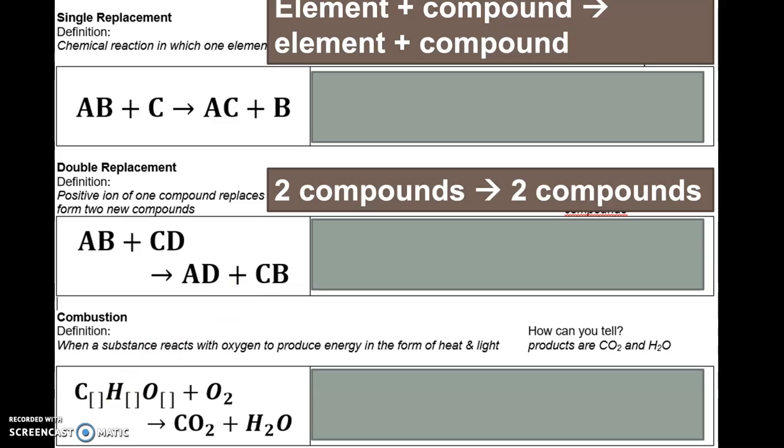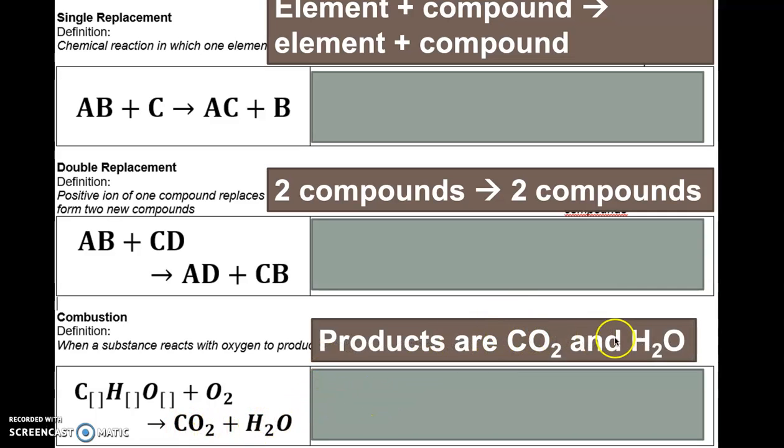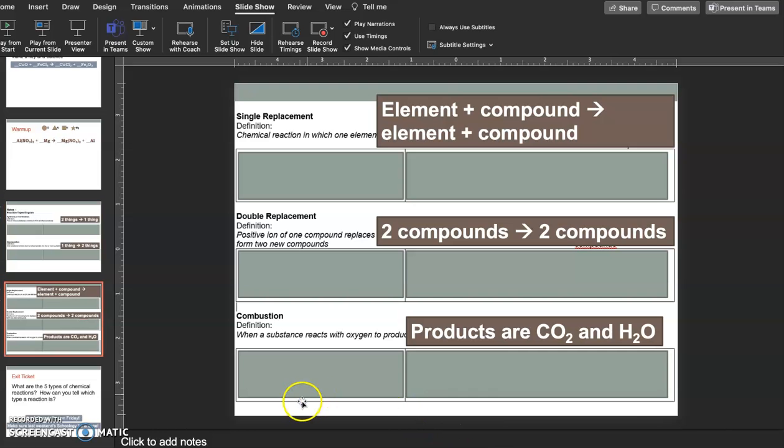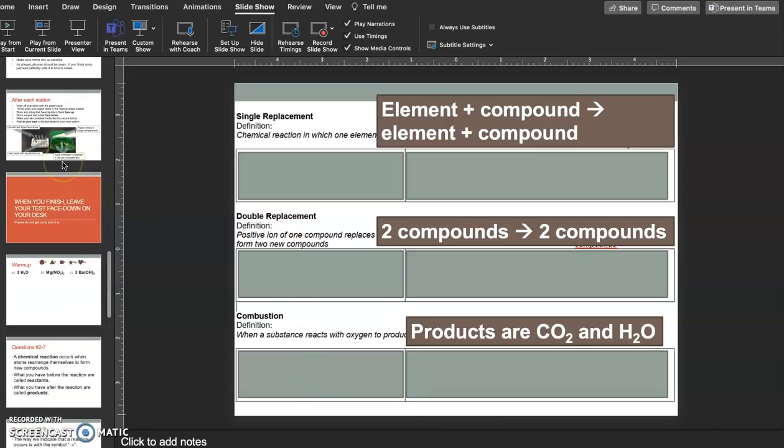And then combustion is when you have some sort of CHO molecule plus O2 gives you CO2 and water. And so you can usually tell whenever the products are CO2 and H2O. So those are the types of reactions there are.